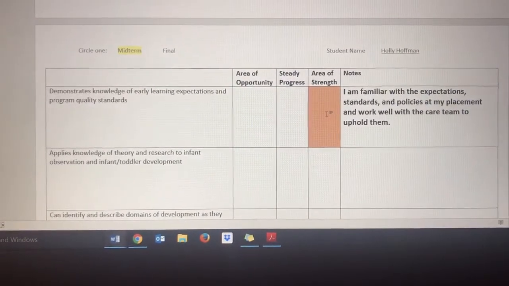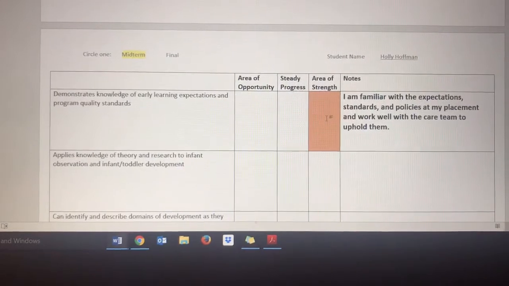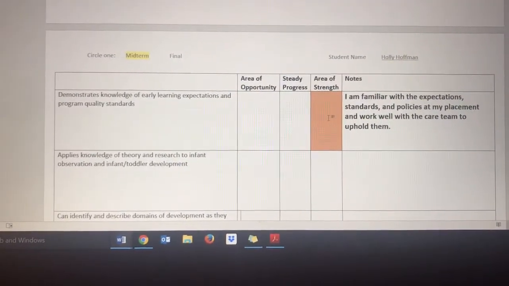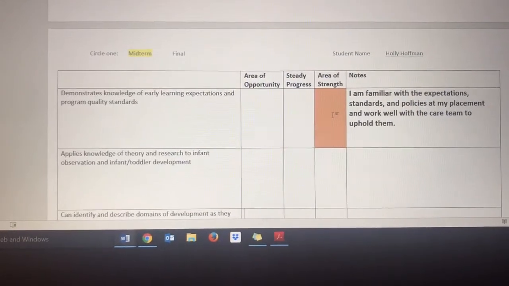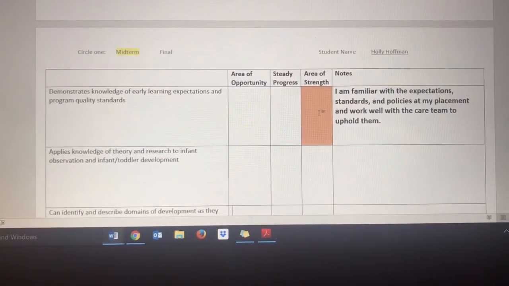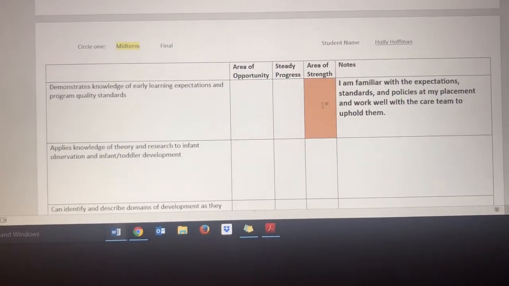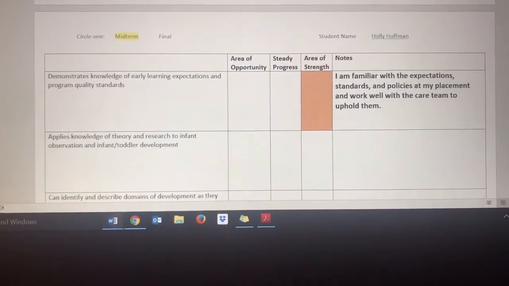You go through and write a comment in each one, mark each one, and then at the very bottom there'll be a note section where you can add anything else you want to. Sometimes people write about how they really enjoy their placement or what they're challenged by. So there are lots of different options that you can include in that.